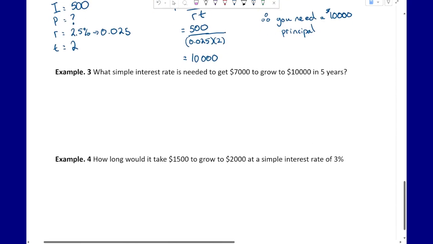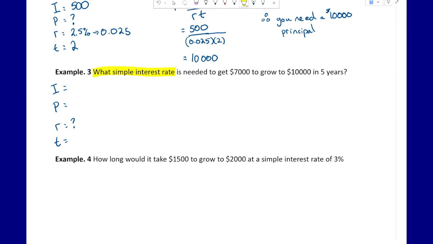Example 3: what simple interest rate is needed to get $7,000 to grow to $10,000 in 5 years? Here again, we're going to write out our letters I, P, R, and T. We read through the question and figure out which value goes with which variable. The first thing it asks is what simple interest rate is needed, so we don't know our R. It's asking us to find what rate we need.